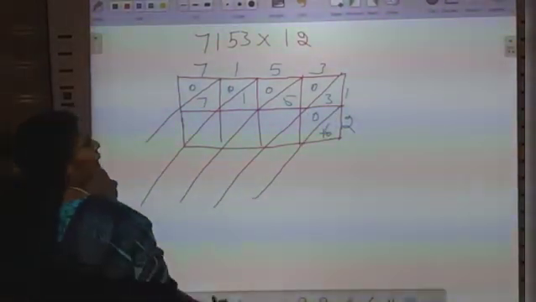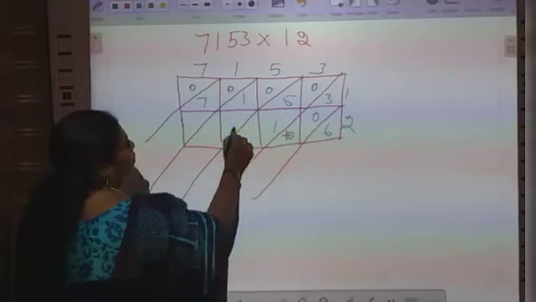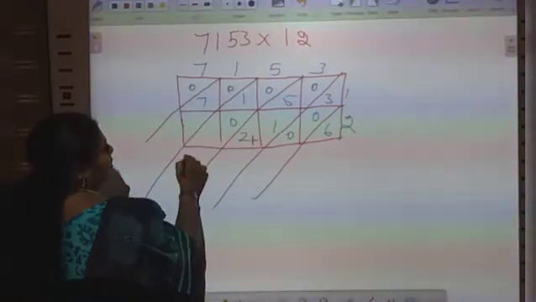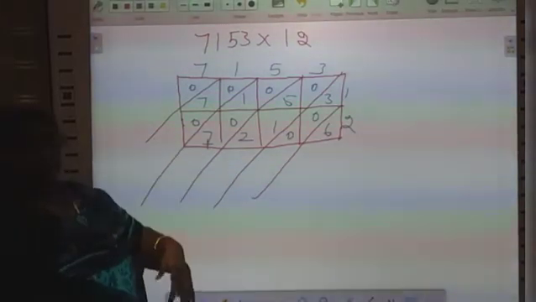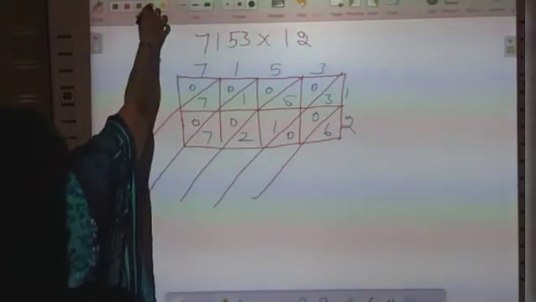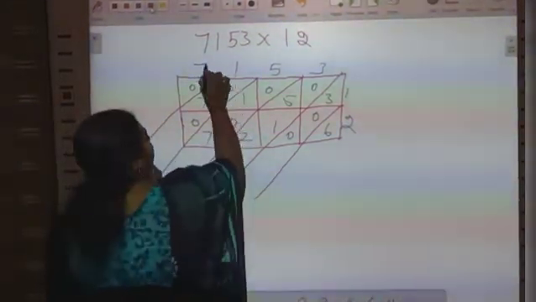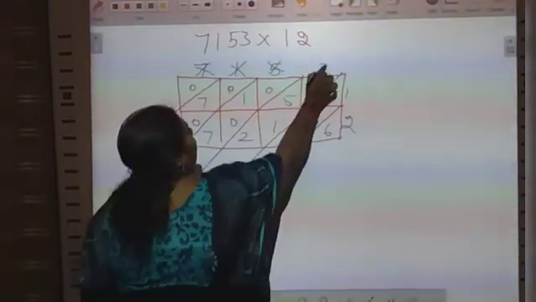Right? Then 5 times 2 is 10. Then 1 2 is 2. Then 1 7 is 7. Next, we are going to add the diagonal values. So cross out this one. No need to add these values, right?